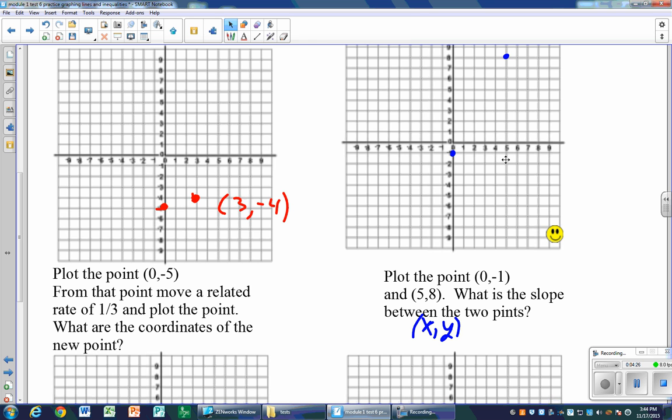What's the slope, or what's the related rate between those 2 points? I go up 1, 2, 3, 4, 5, 6, 7, 8, 9. Change in y is 9. Change in x is 1, 2, 3, 4, 5.